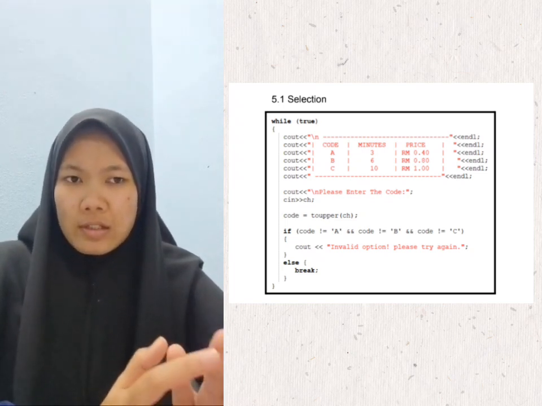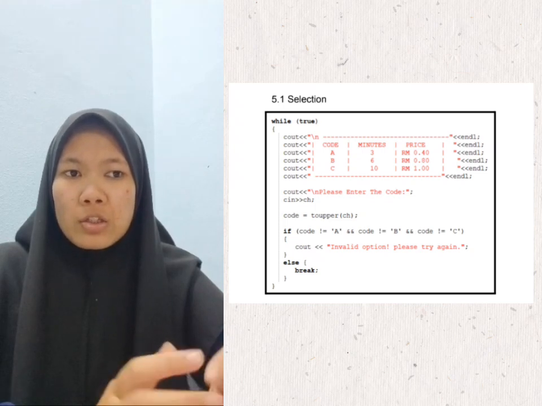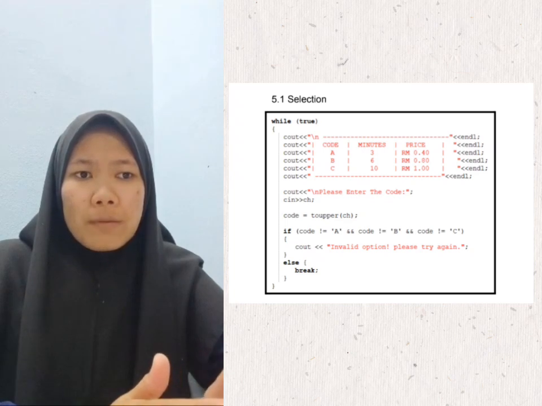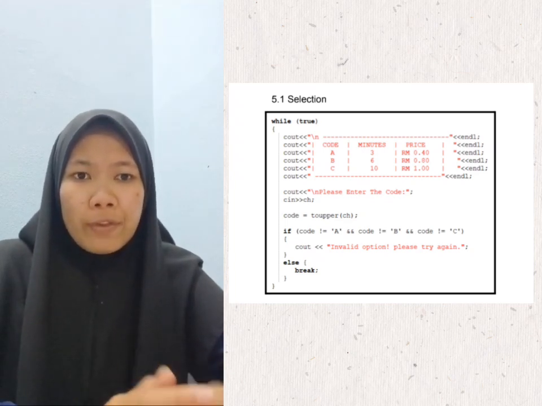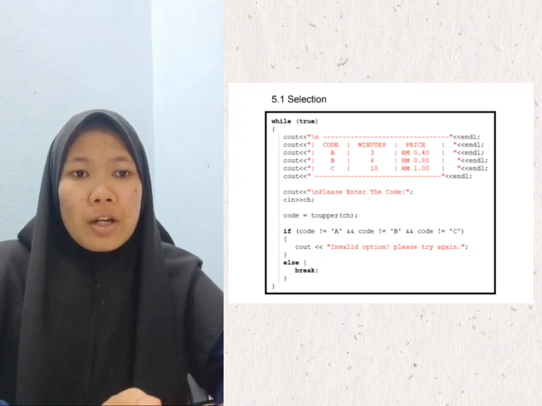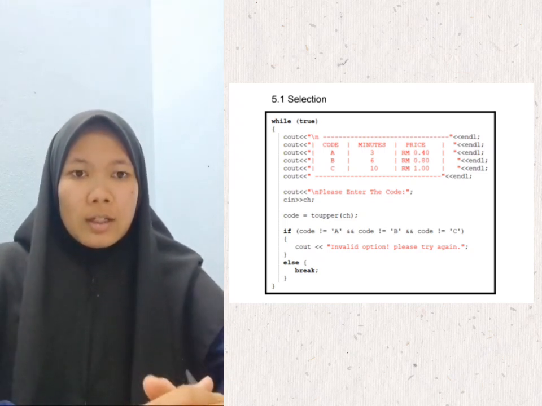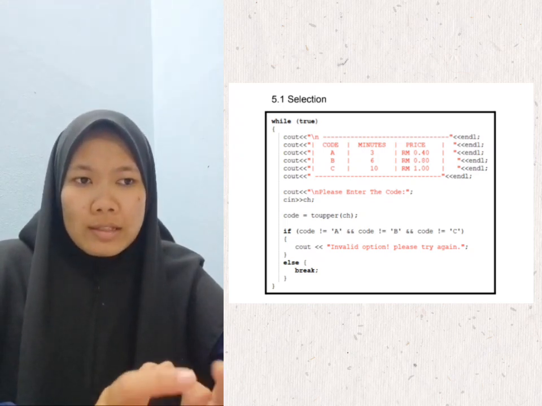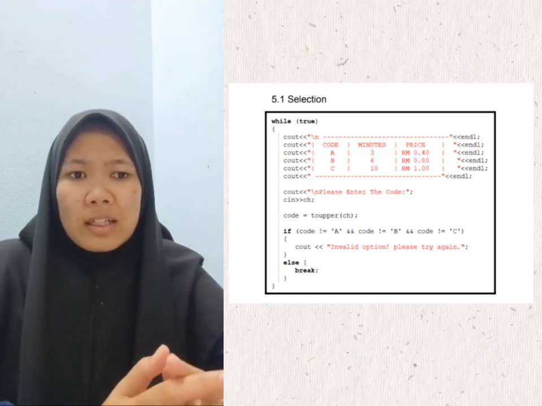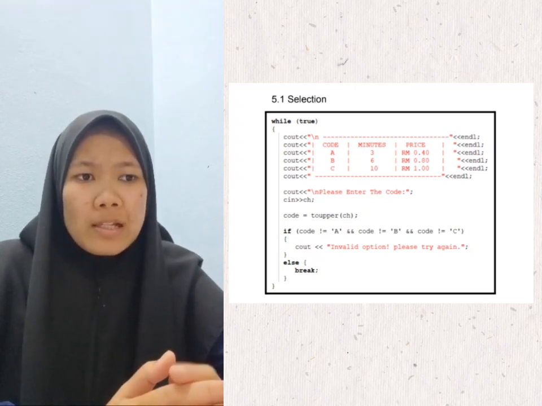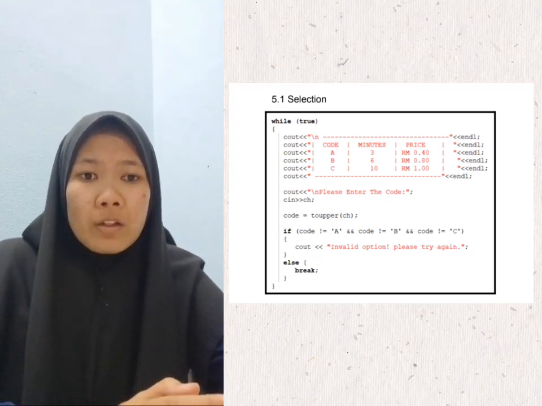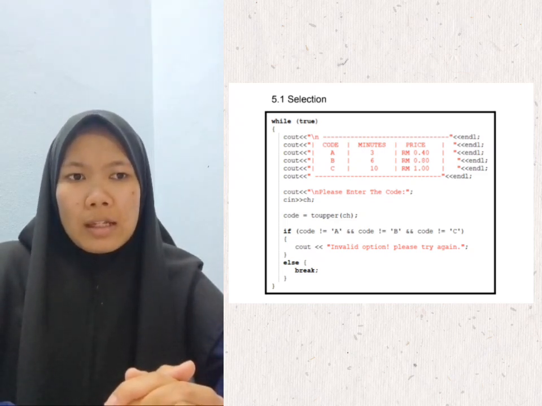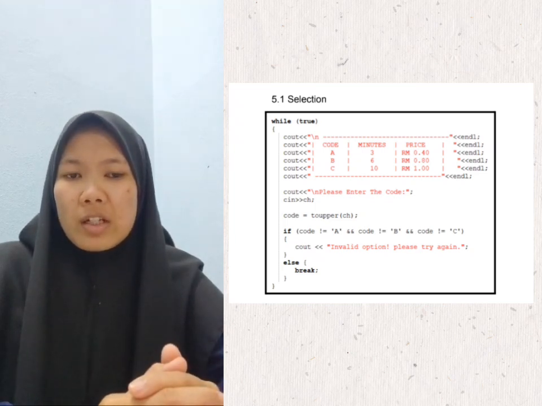The entered code is converted to uppercase using toupper. The program checks if the entered code is a valid option: A, B, or C. If not, it prompts the user to try again until a valid option is entered. The loop exits with a break statement once a valid code is entered, and the program proceeds to calculate the price and display details based on the selected code. So this section allows the user to select a service option by entering the corresponding code.